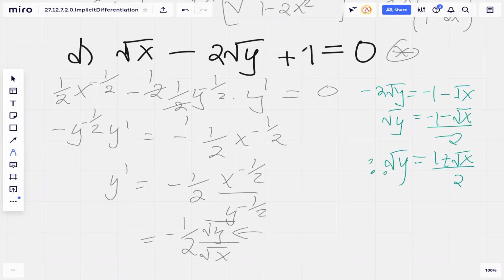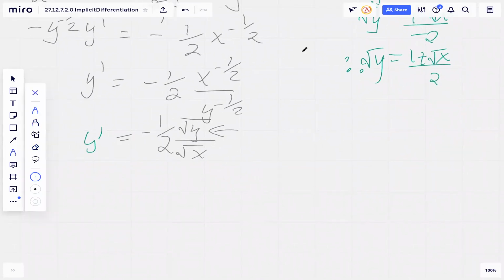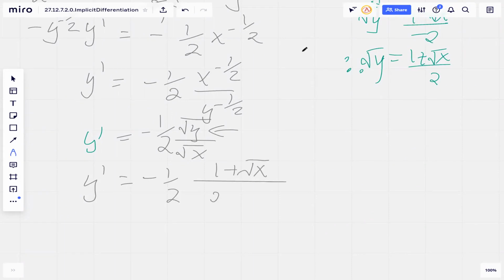All right, so now we can plug that into our y prime, and a bit more space to do that. We end up with y prime equals negative 1/2 times 1 plus square root of x over 2 times the square root of x. Good. All right, so we've used implicit differentiation to find y prime in each of these cases.